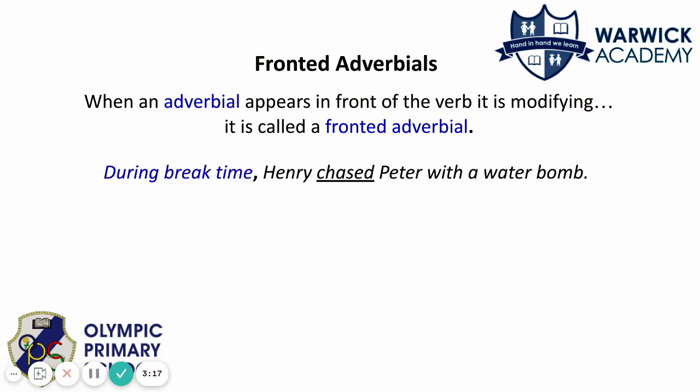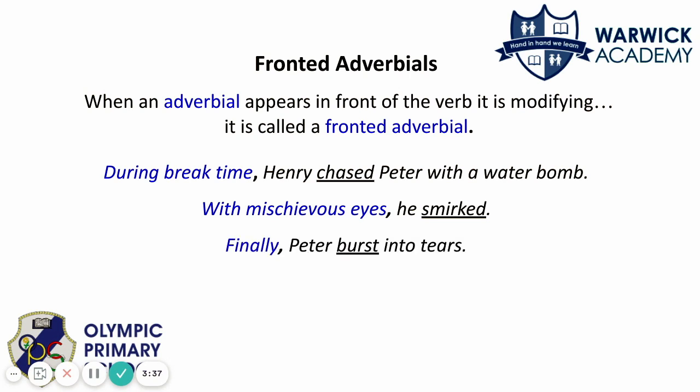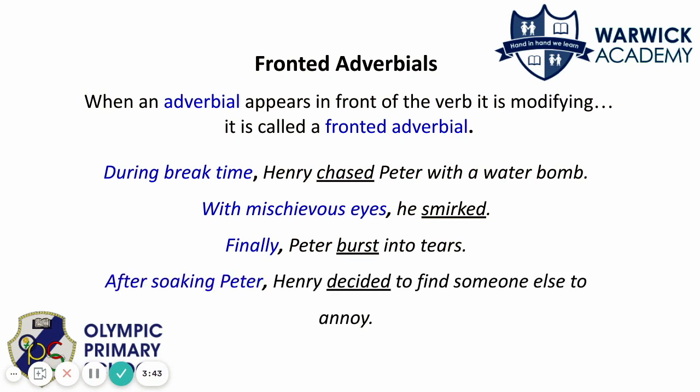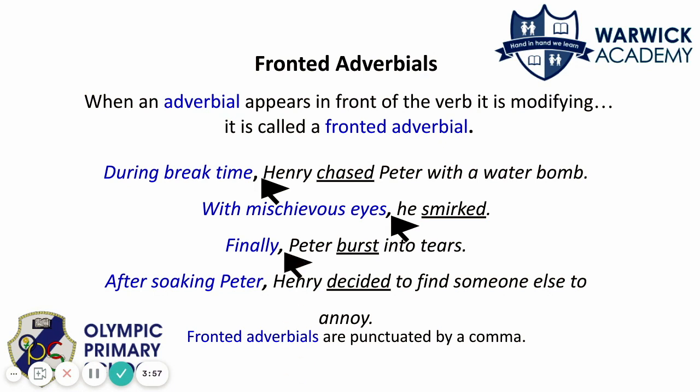An example of that would be, during break time, Henry chased Peter with a water bomb. So we've underlined the verb chased, and the adverbial, which is at the front, is telling us when Henry chased Peter. Okay. Another example would be, with mischievous eyes, he smirked. Finally, Peter burst into tears. And after soaking Peter, Henry decided to find someone else to annoy. So a fronted adverbial comes in front of the verb it's modifying, and it is followed by a comma. So here, here, here, and here.